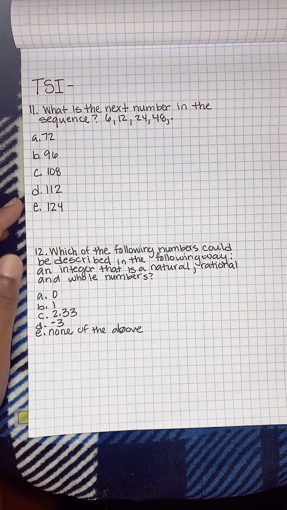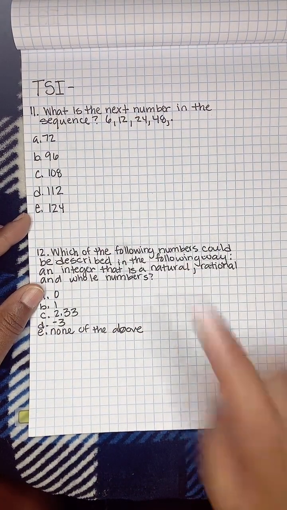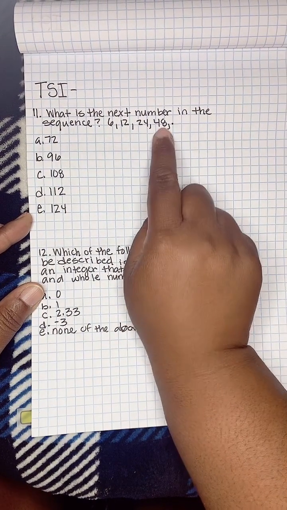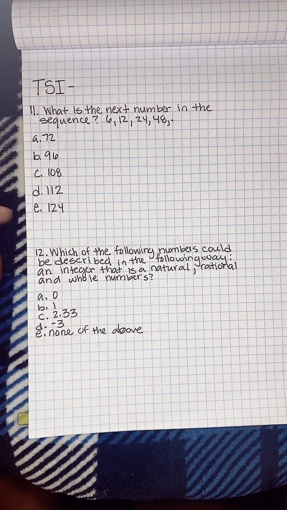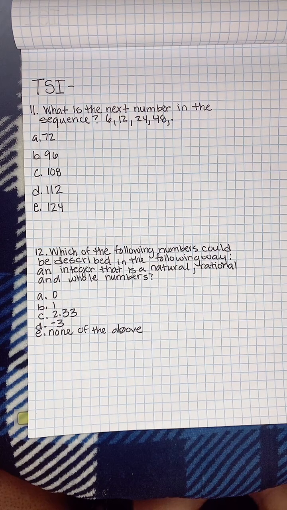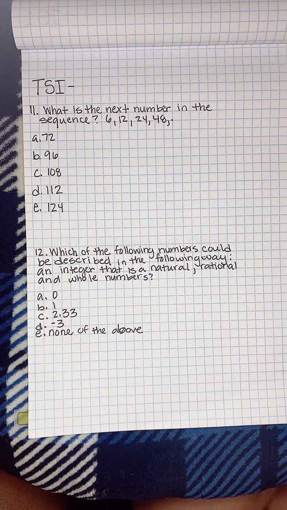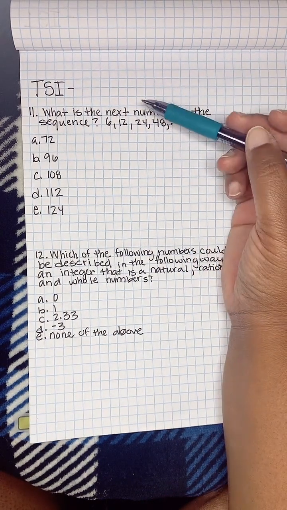Okay, let's go to number 11. What is the next number in the sequence? 6, 12, 24, 48. Are you guys saying A, B, C, D, or E? So I see those B's coming in. 96. Good. Okay, B, B. Yes, B. So I'm getting a lot of B's.